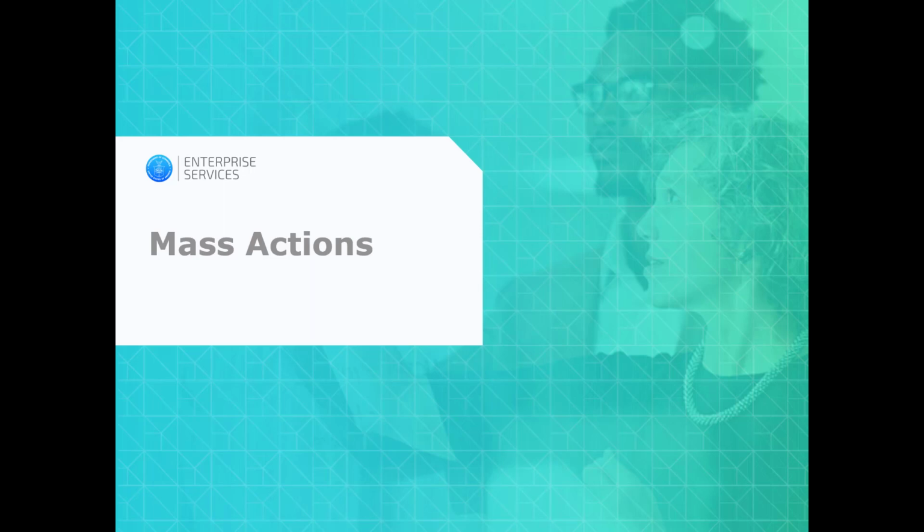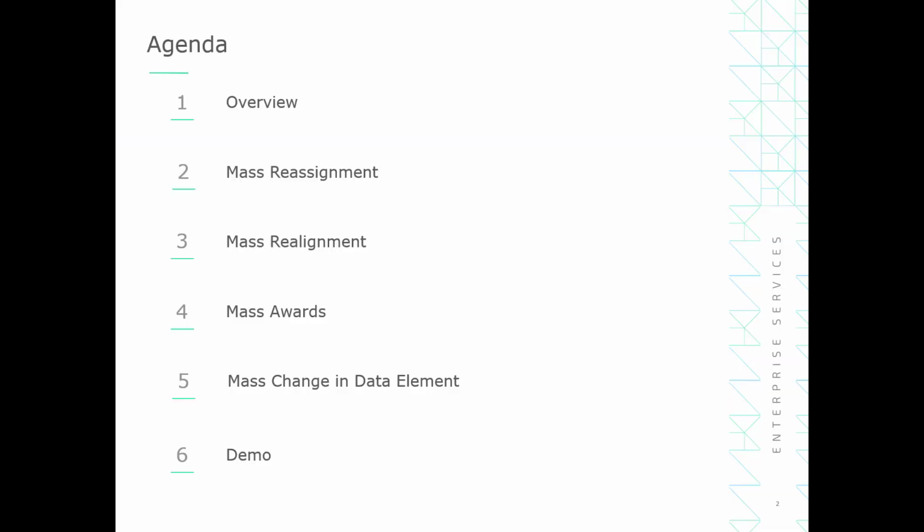In this video, we will walk through how to initiate 4 types of mass actions of personnel action requests, or PARs, for 10 or more employees via the portal. During this training, we will define a mass action, review mass reassignments, realignments, awards, and changes in data elements, and demonstrate how to initiate a mass action in the portal.